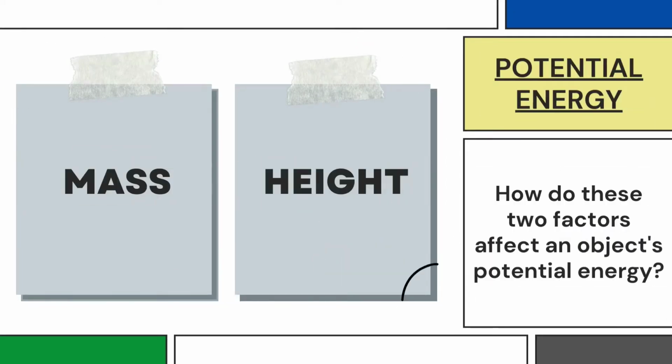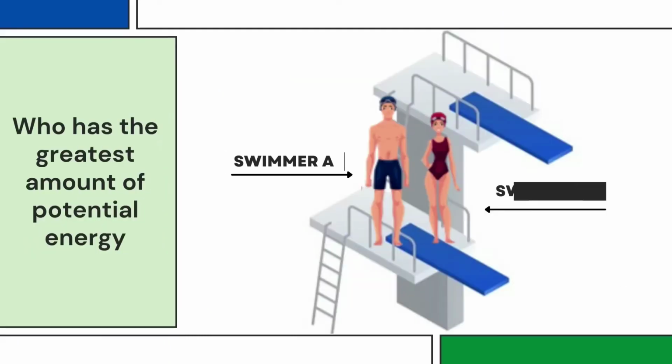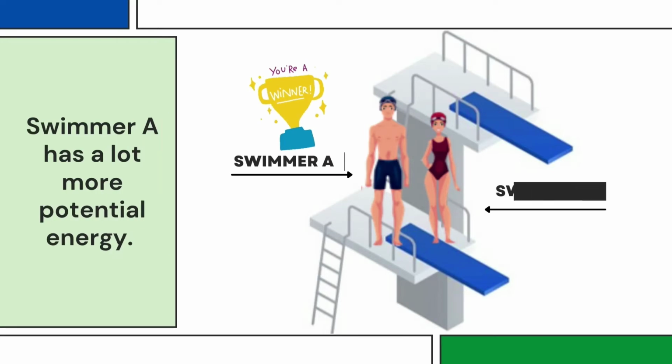So based on the equation, we can conclude that the main factors affecting an object's potential energy are its mass and the height at which it is positioned. But how do these two factors affect an object's potential energy? Let me give you an example. Two swimmers are standing on the platform about to dive into the water. Swimmer A is heavier than swimmer B. Who has the greatest amount of potential energy?